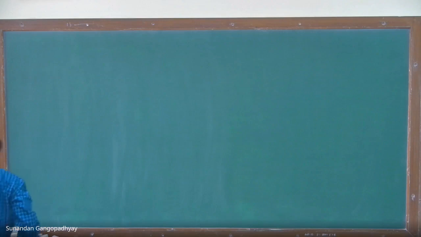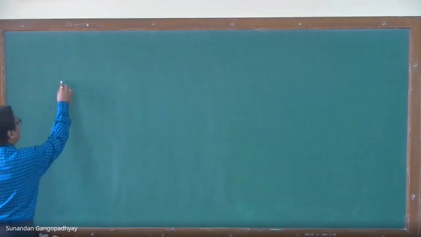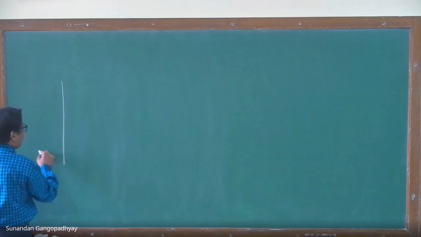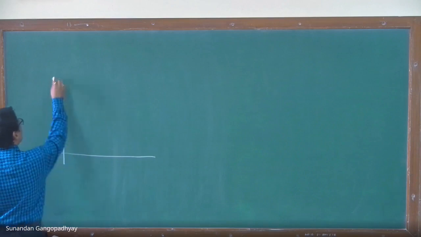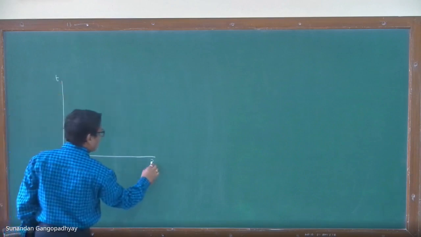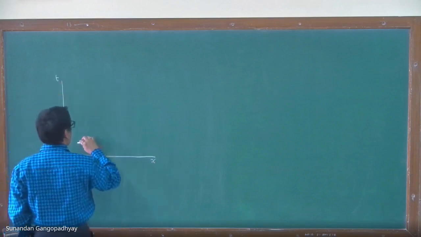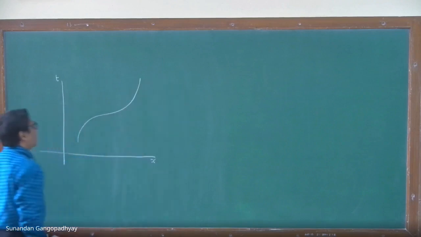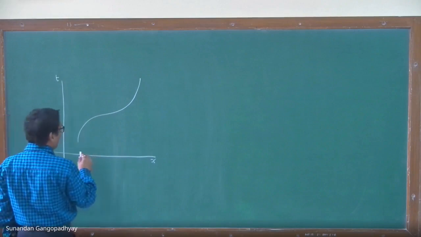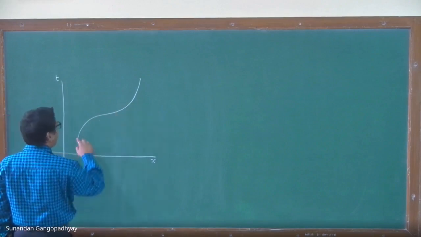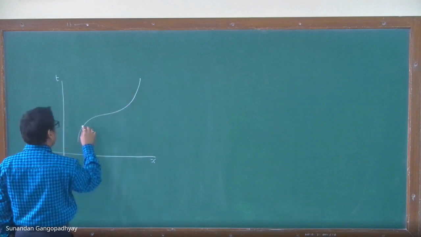So let us briefly recapitulate what we have already done. We were looking at transformation of coordinates. We assume that a particle, or an observer, is moving in the x direction, and this is the world line of the observer. And we took 2 points.